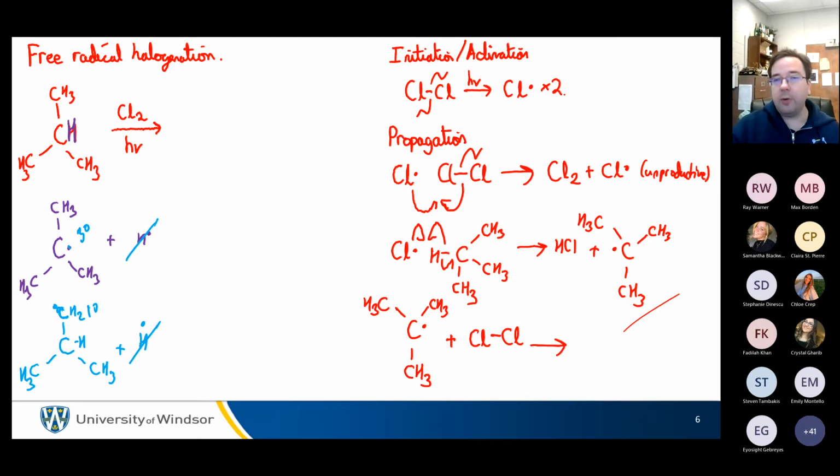Could it also react with another chlorine radical? Yes, that'll be a termination step, Christian, and that's going to be much rarer because the number of radicals at any one time is very, very low. You're going to have a huge amount of starting materials that haven't turned into radicals yet.